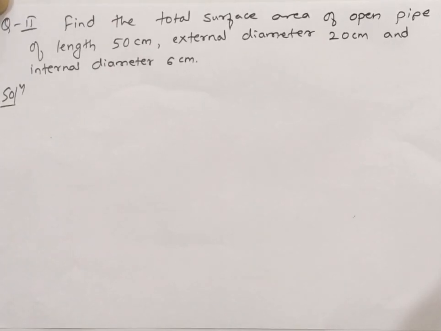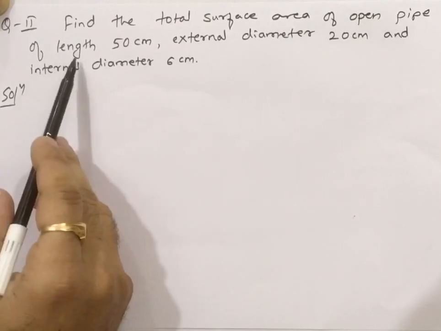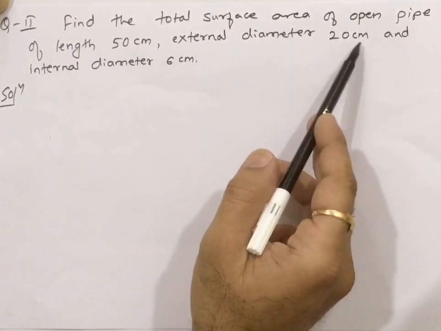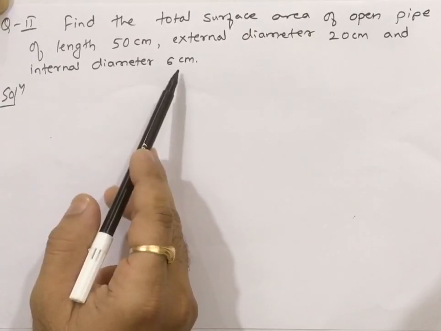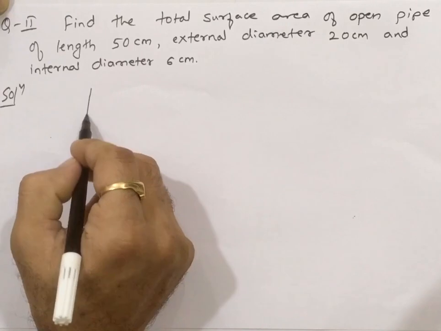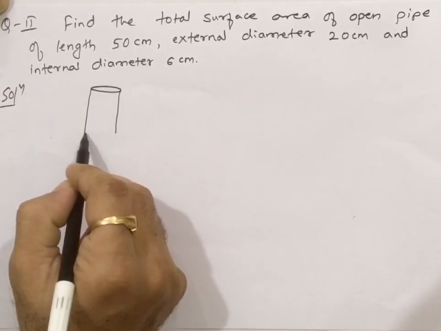Next type of question. Find the total surface area of an open pipe of length 50 centimeter with the external diameter 20 centimeter and internal diameter 6 centimeter. Okay, so there is one cylindrical pipe which is open at both the ends.